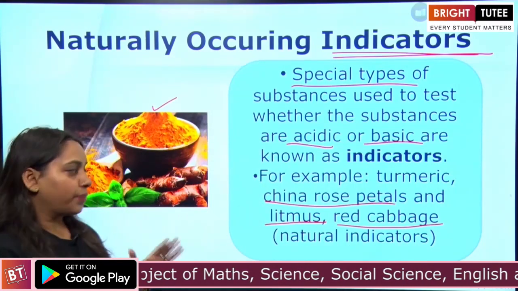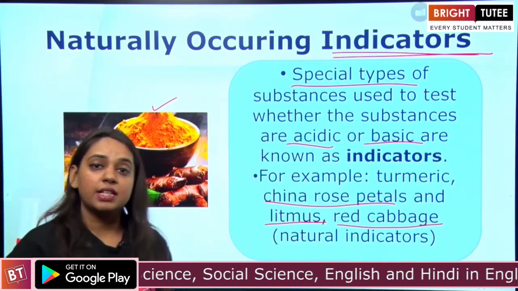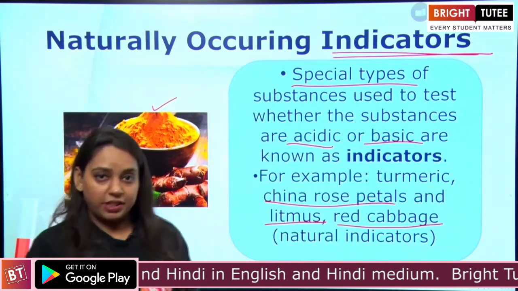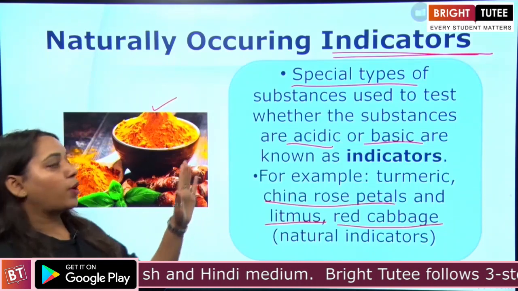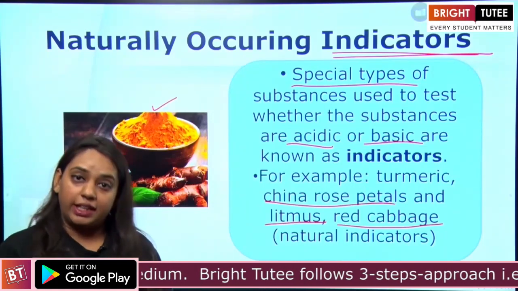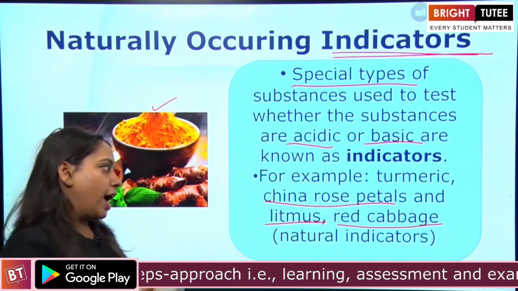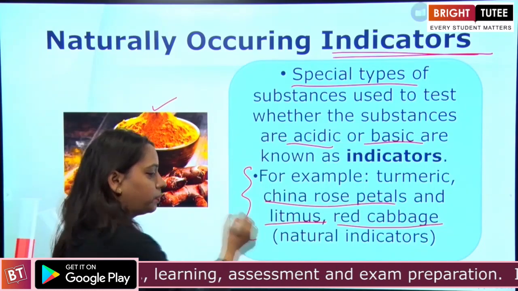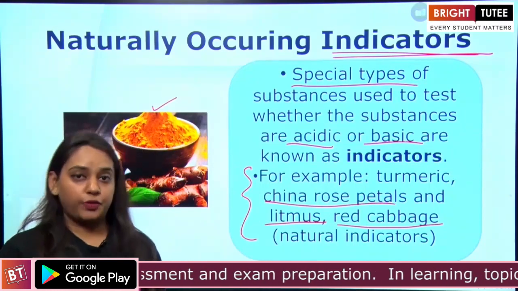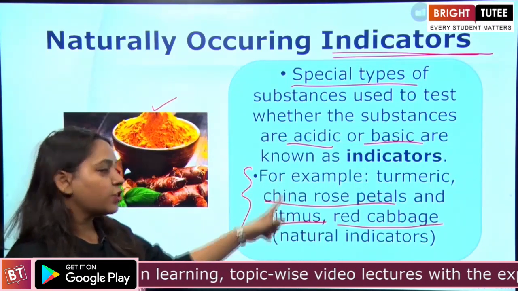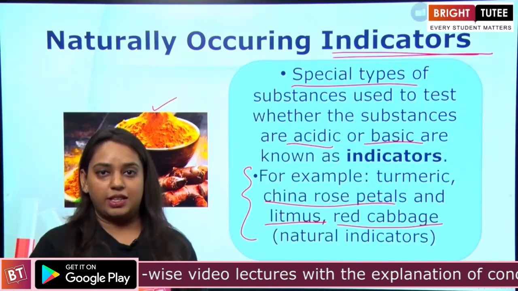So children, in this session we have discussed that acids are sour in taste and bases are bitter in taste. Then we have discussed the indicators, which indicate whether a substance is acidic or basic in nature. And we have discussed a few examples of indicators, and in the coming session we will discuss each of these indicators in detail. Okay?